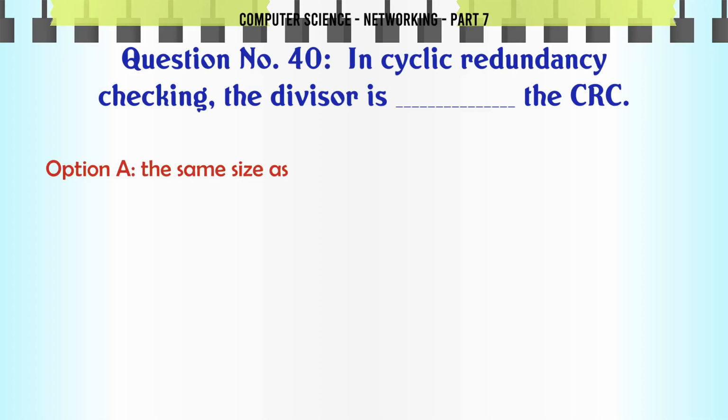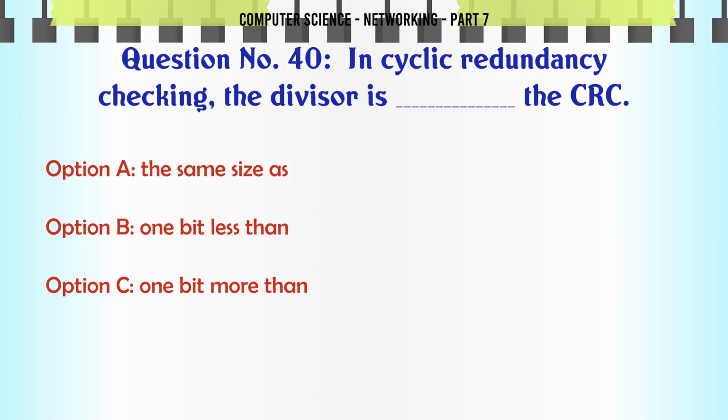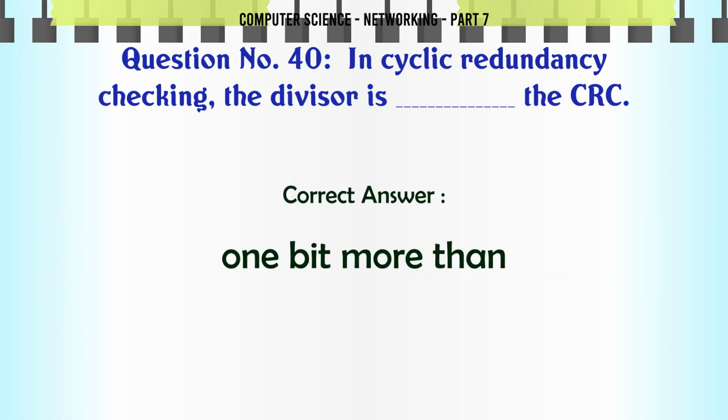What is the minimum number of wires required for sending data over a serial communications link? A. 2, B. 1, C. 4, D. 3. The correct answer is 2. In cyclic redundancy checking, the divisor is the CRC, the same size as A. the CRC, B. 1 bit less than, C. 1 bit more than, D. 2 bits more than. The correct answer is 1 bit more than.